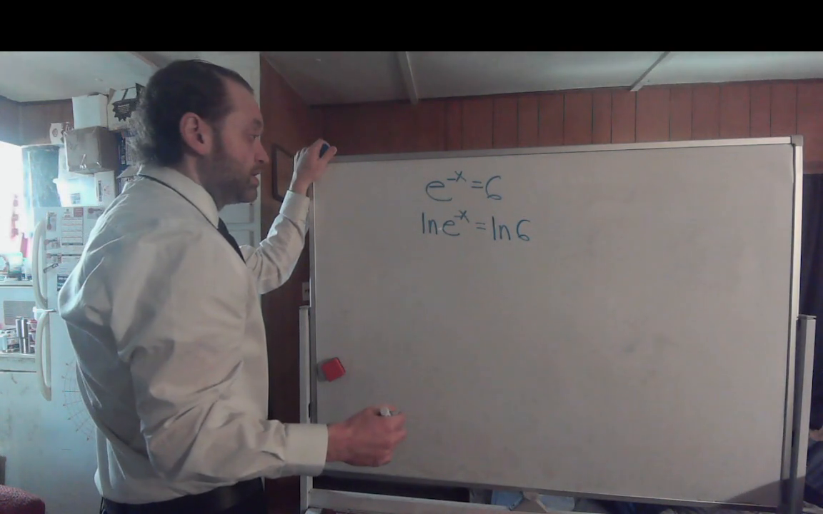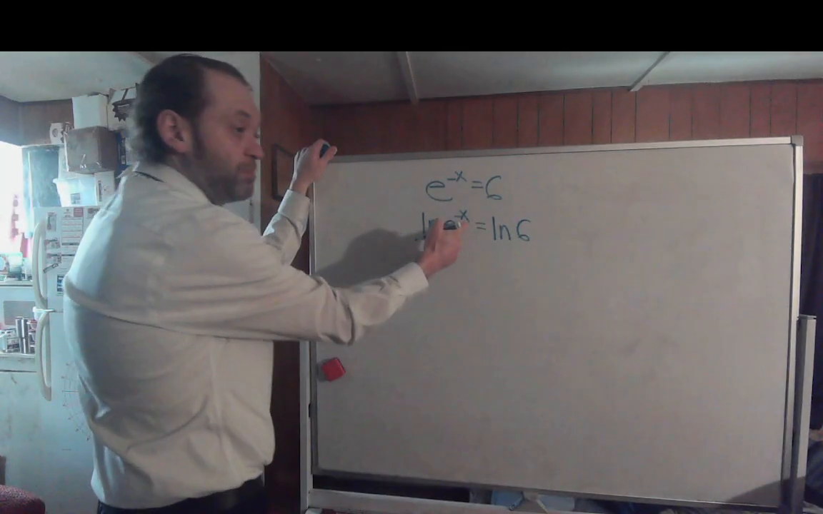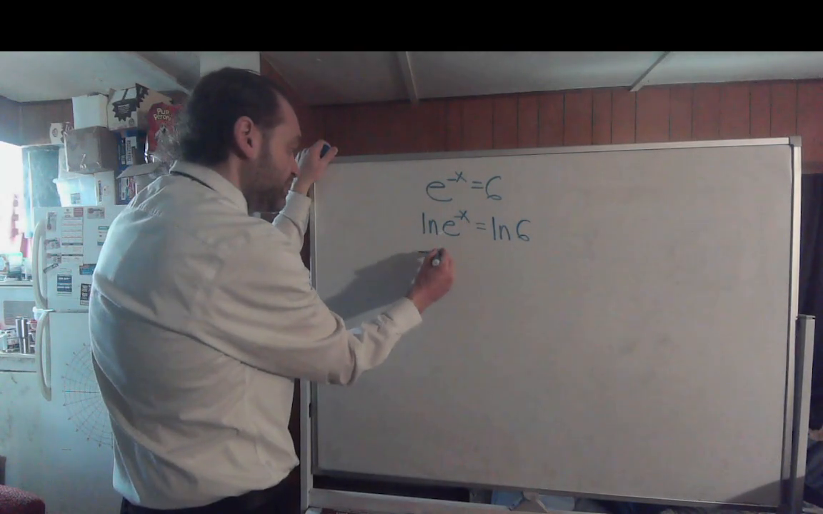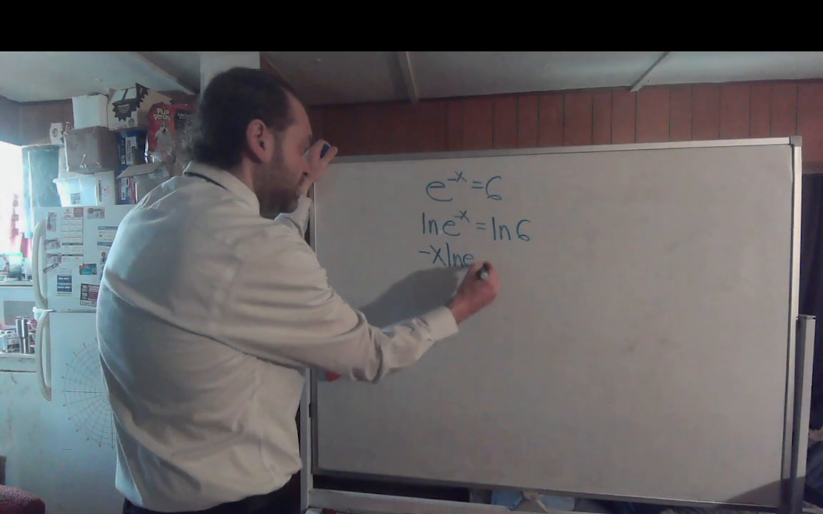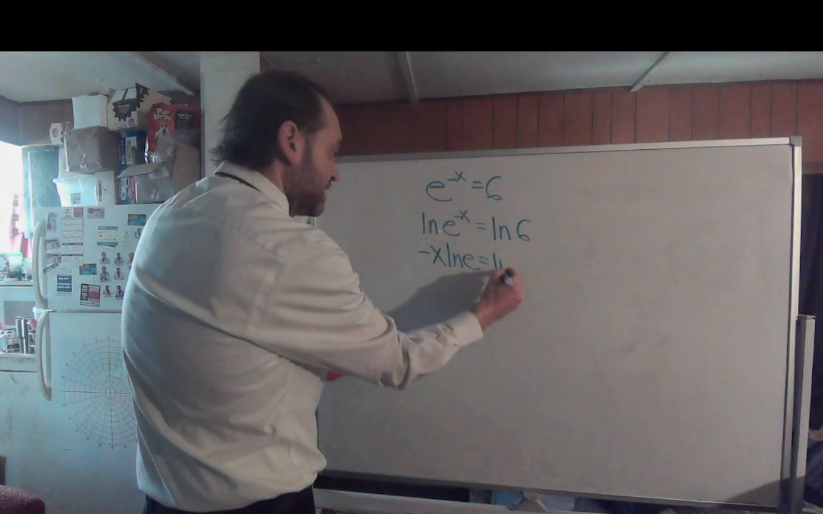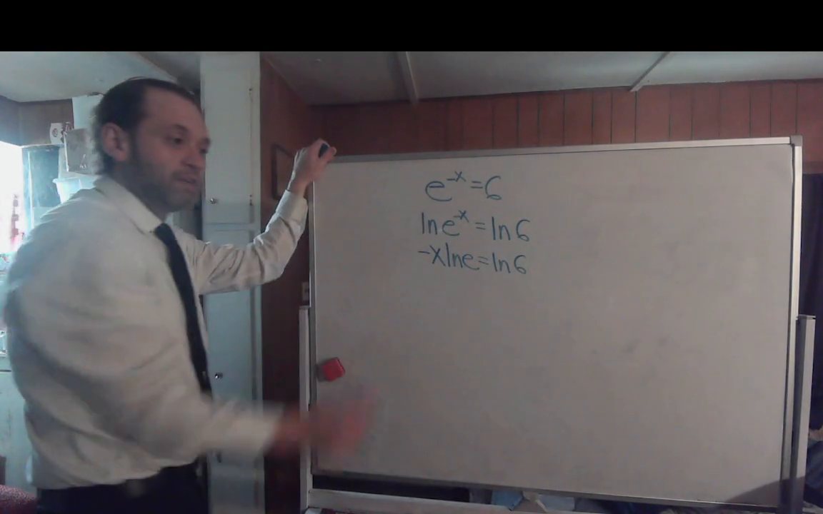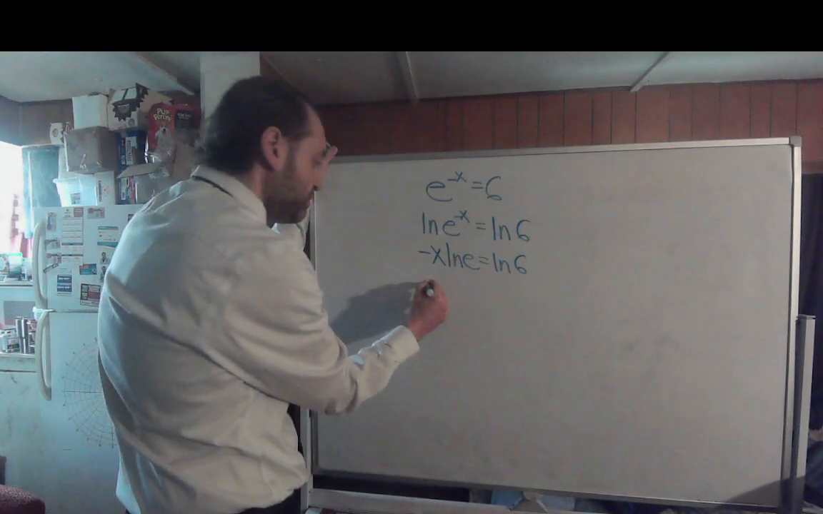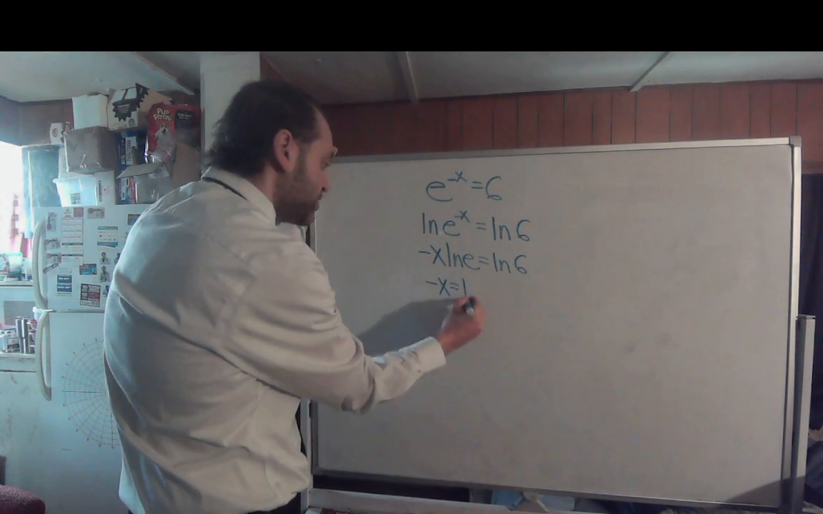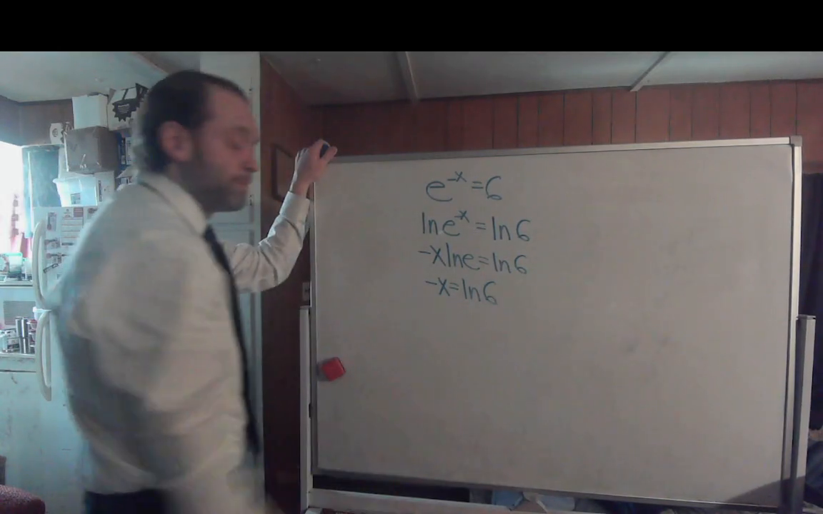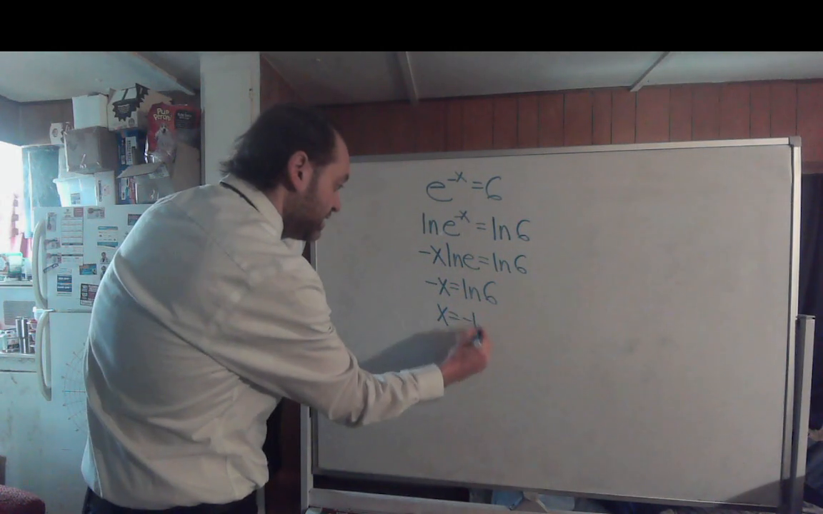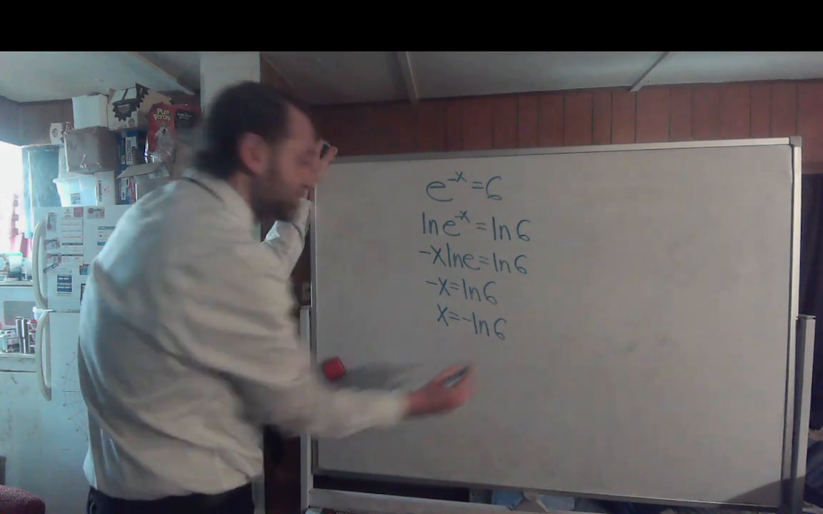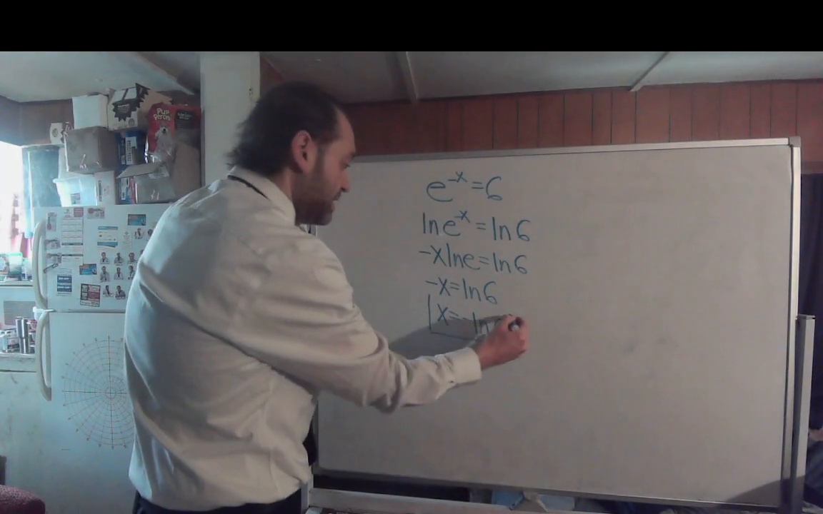And then you'll end up having on the left side the power rule. That'll bring the negative x down in front of the ln of e. That would equal the ln of 6. Well, what is the ln of e? That's just 1, right? So negative x would equal the natural log of 6, which means x would just equal negative of the ln of 6. And that's all you would be able to get.